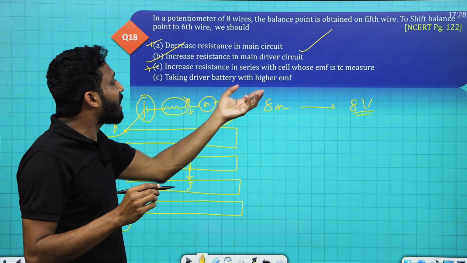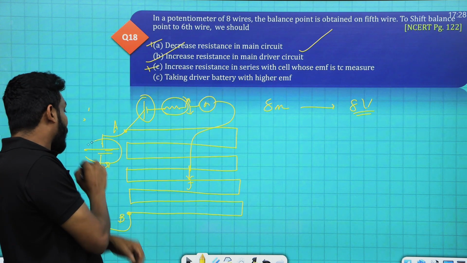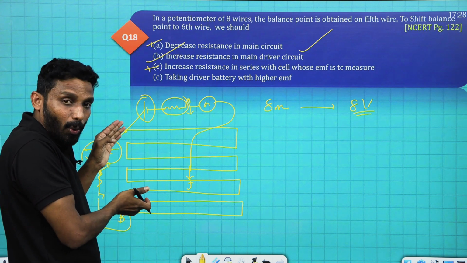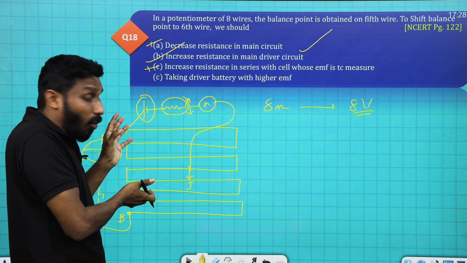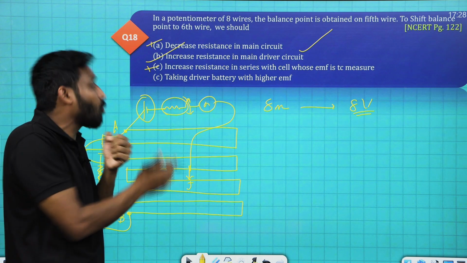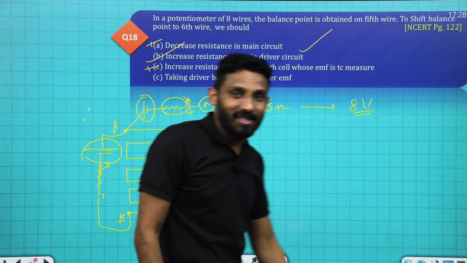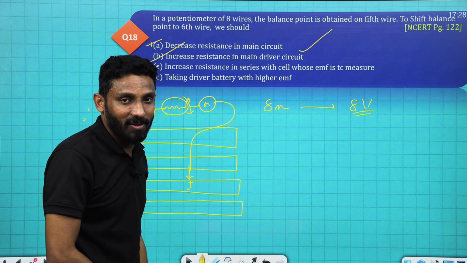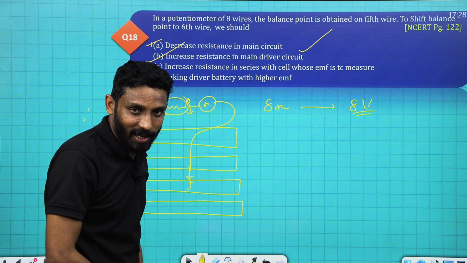Taking a driver battery with higher EMF. Then what happens? Here voltage per unit length will be increasing. Voltage per unit length increasing means less length only we require to balance this. I think you understood the concept of potentiometer now. An important one.